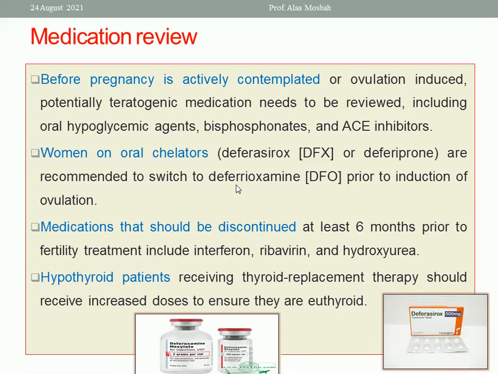Before starting induction of ovulation, we are talking before pregnancy, medication that should be discontinued for at least 6 months before fertility treatment includes interferon, ribavirin, and hydroxyurea, because they have a prolonged effect. So you should stop them 6 months before planning for pregnancy. Hypothyroid patients should be corrected with levothyroxine to reach the euthyroid state.